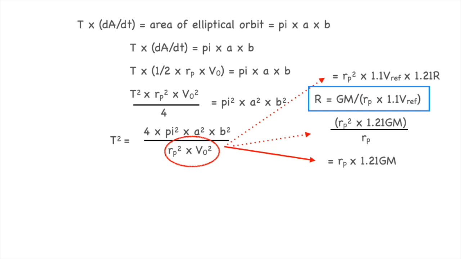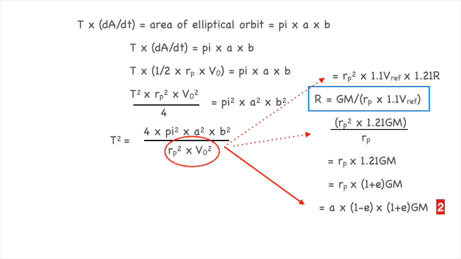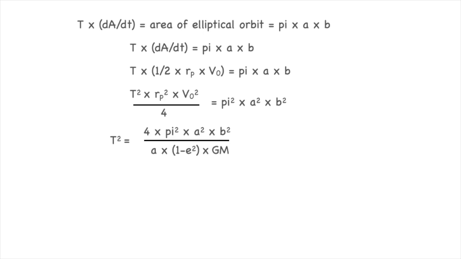Now, as we have seen, 1.21 is simply 1 plus the eccentricity. At this point, we could make a substitution for r sub p based on equation 2 for an ellipse. Multiplying the factors 1 minus e and 1 plus e, we get this expression for our denominator, and we can go ahead now and make that substitution. Now let's substitute for b squared using equation 3 for an ellipse.